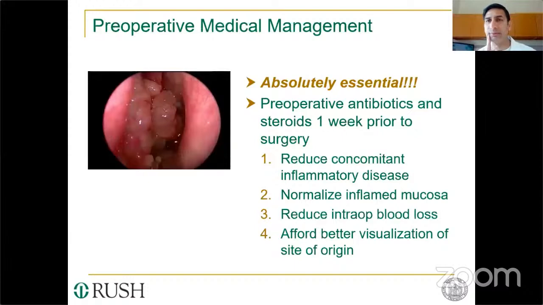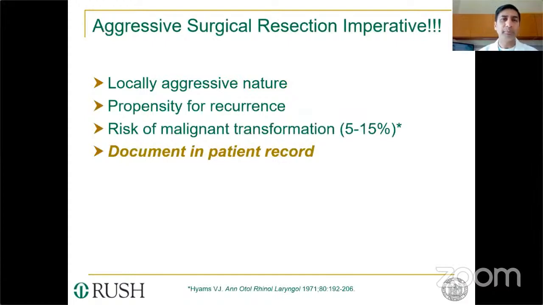And I've given them a week of steroids and they'll come back and their nose will normalize, at least the external appearance, within a week. So there can be a huge inflammatory component, so it's important to do that. Now, a case obviously for aggressive surgical resection is critical.